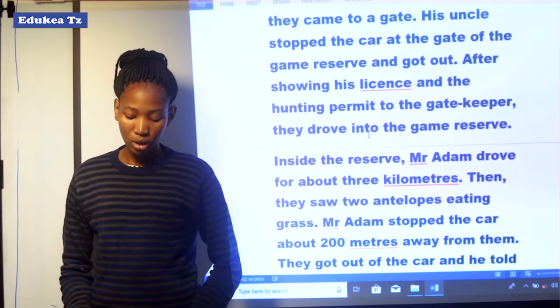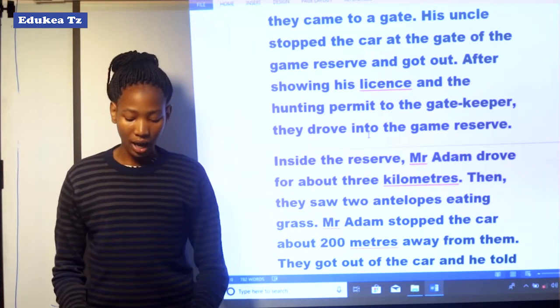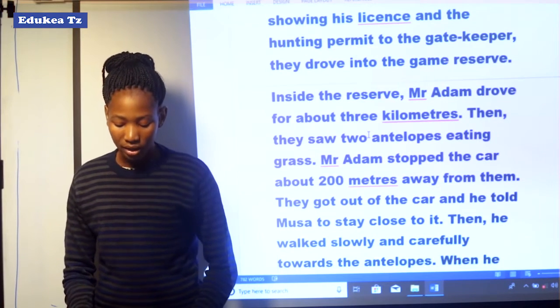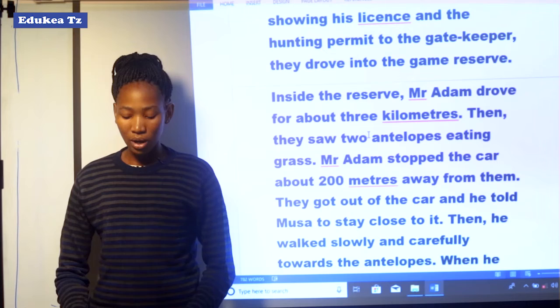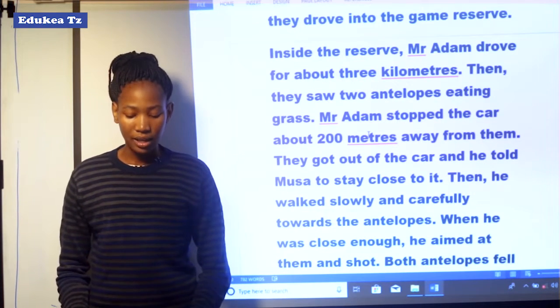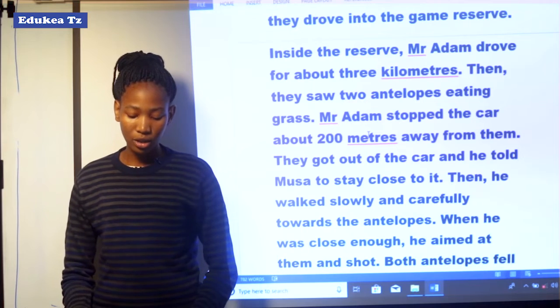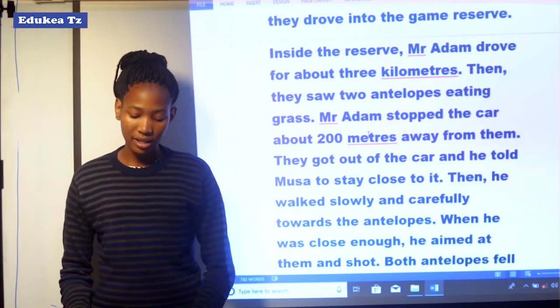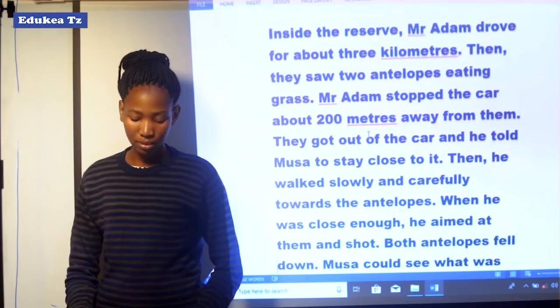Then they saw 2 antelope eating grass. Mr. Adam stopped the car about 200 meters away from them. They got out of the car and he told him to stay close to it. Then he walked slowly and carefully toward the antelope.